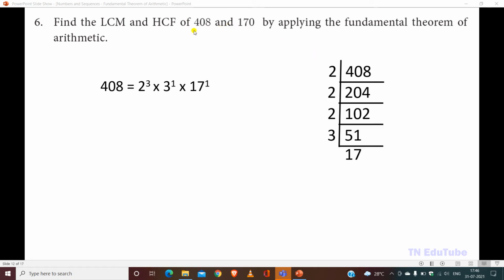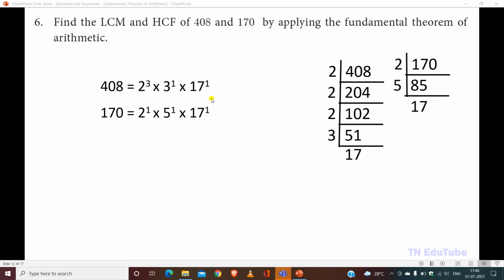So we can factorize the first number, 408. It is divisible by 2. So you get 204. Again divisible by 2. So 102. Again divisible by 2. 5 2s are 10. 1 2 is 2. Again divisible by 3. 1 3 is 3. 7 3s are 21. So the factors of 408 is 2 power 3, then 3 power 1 and 17 power 1.